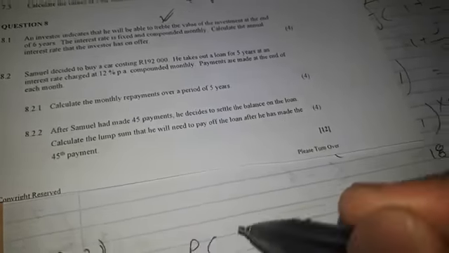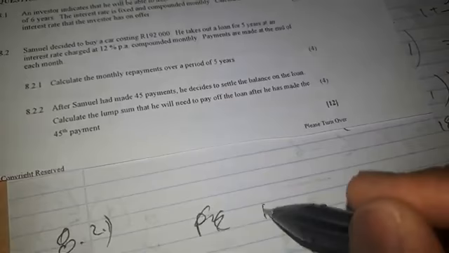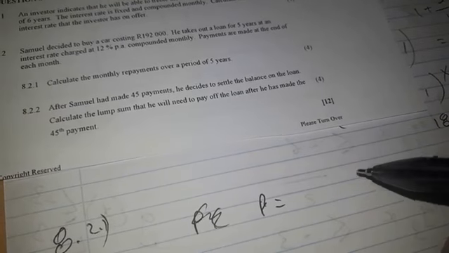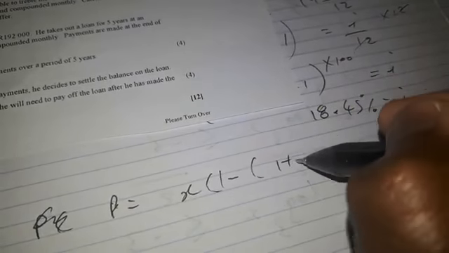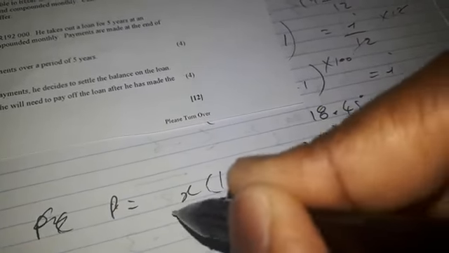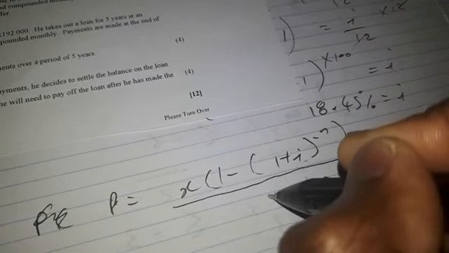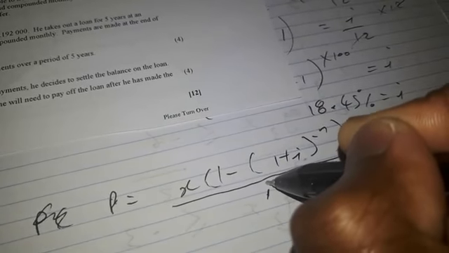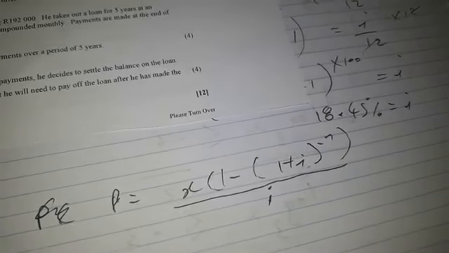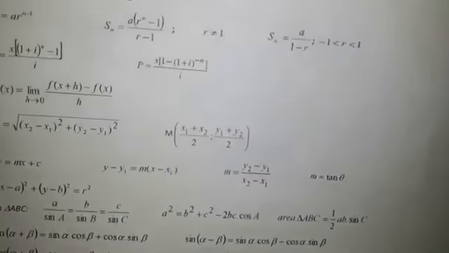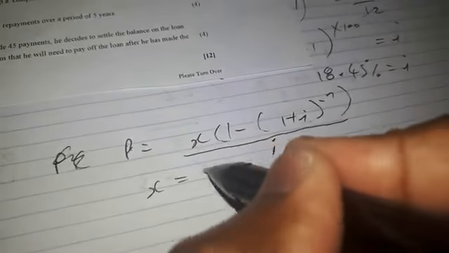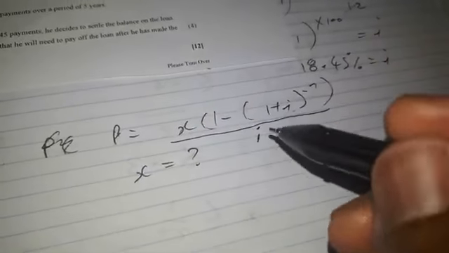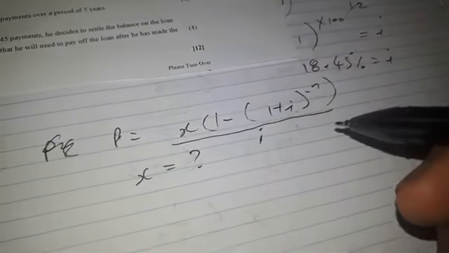So this is P. P is going to be equal to, we know that our P formula says x times 1 minus 1 plus I to the power of negative n, the whole thing over I. Yep, because of our formula sheet, which you should never forget. And here our x value, that's what they want us to work out, so it's easier to isolate x first.